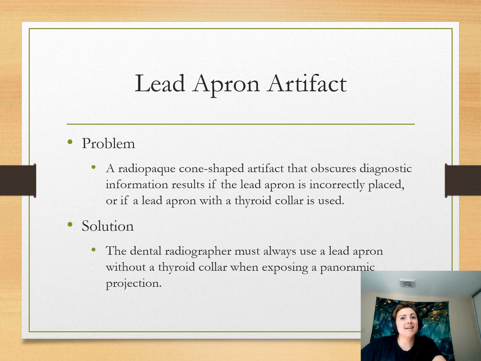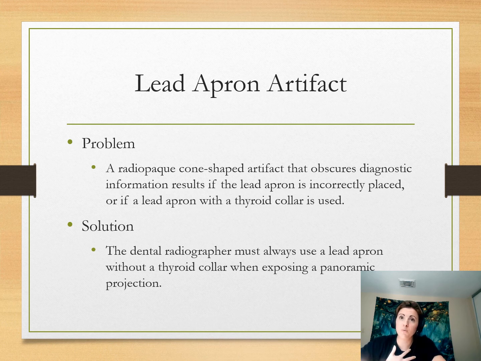The lead apron artifact. This one is sometimes hard for patients to understand because patients now are very educated and they understand that a thyroid needs to be protected from radiation. So I've had several patients who get into the pano and they're like, wait a second, my thyroid's not covered. And you have to explain to them that for this x-ray, you can't have that on there. It's going to obscure part of our image. Some of them are okay with it, and some of them are just not happy about it, but that's okay.